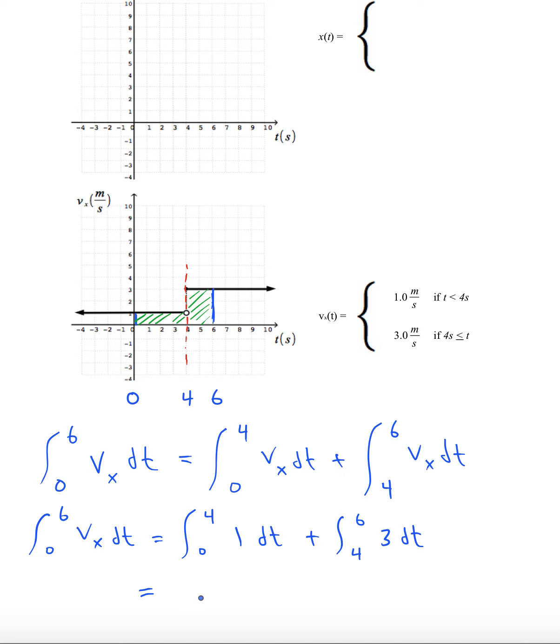The antiderivative of 1 is going to be t. And we need to evaluate that from 0 to 4. And then we want to find an antiderivative of 3. That's going to be 3t. And we'll go from 4 to 6.